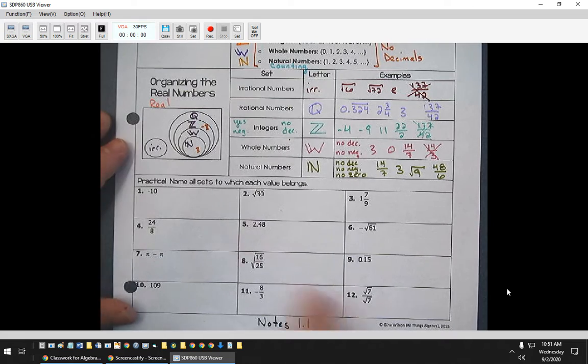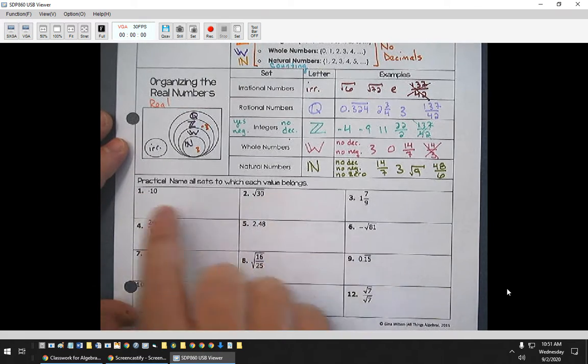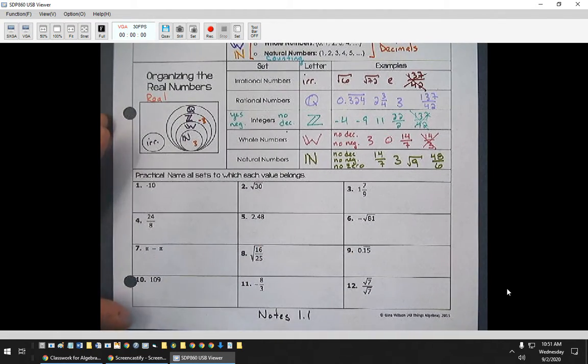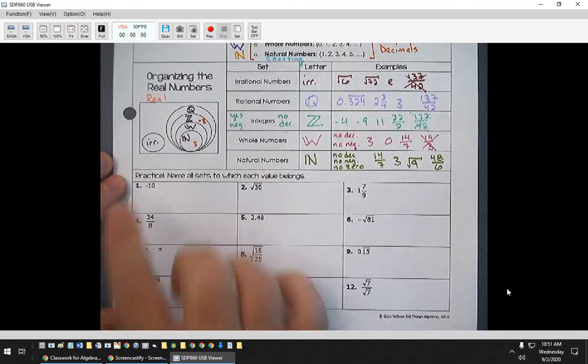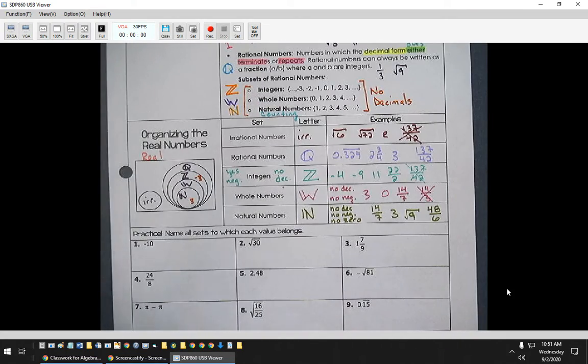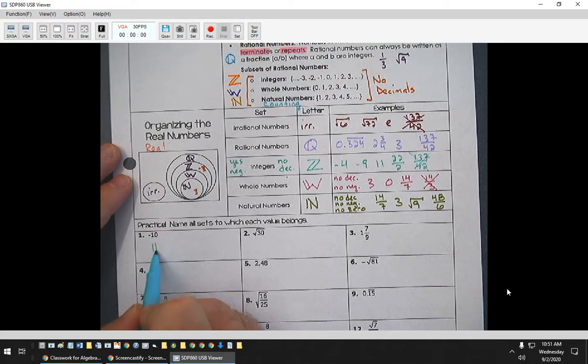If you still have some questions, we can work on it on one of the days that you're in class. Okay, so name all sets to which each value belongs. You can belong to more than one thing. So -10. First of all, decide, is it real? Yes, everything is real. All of these numbers are going to end up being real.